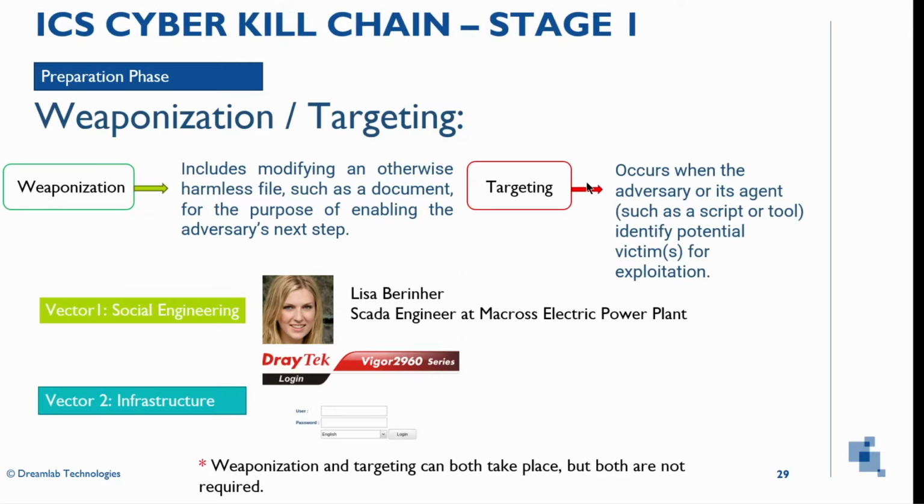So now we are done with the planning reconnaissance step, and we can move forward to preparation, which contains weaponization and targeting. This can be one or the other, or we can do both, but it's not required. This basically is to prepare the tools according to the identified objective. In this case, we will use two vectors. Vector 1 is social engineering, and vector 2 is infrastructure, which will consist of attacking this DryTech router.